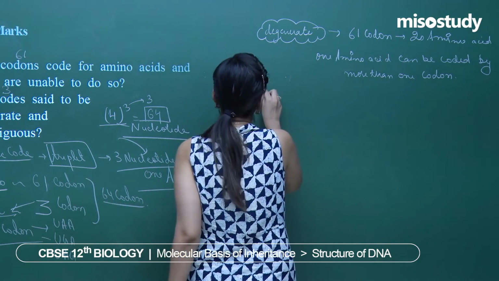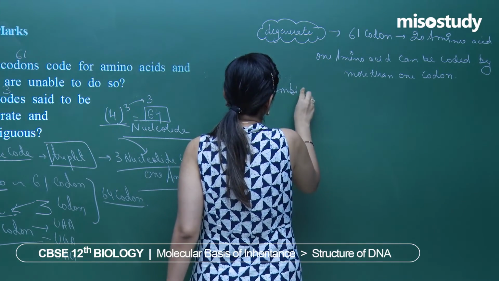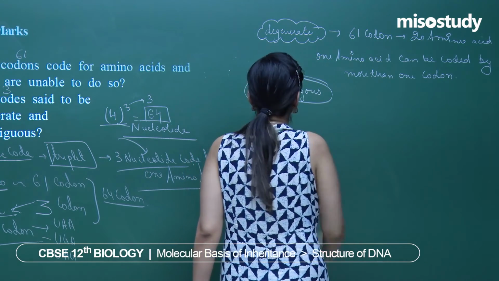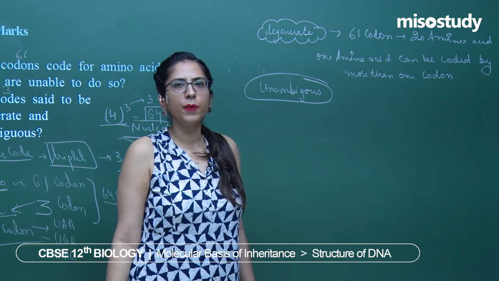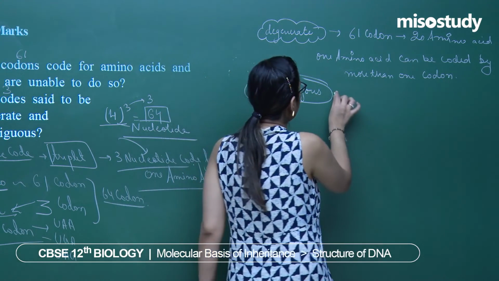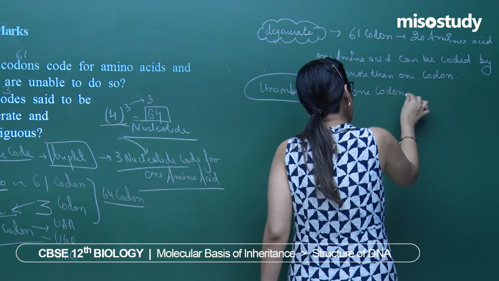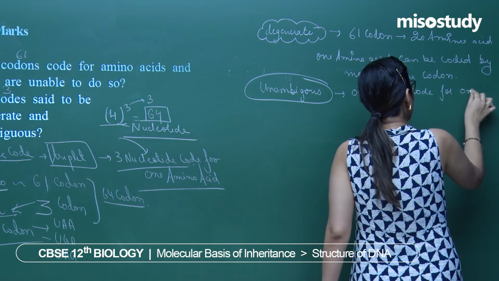Now another term is unambiguous. What do you mean by unambiguous? That means one codon always codes for one amino acid.